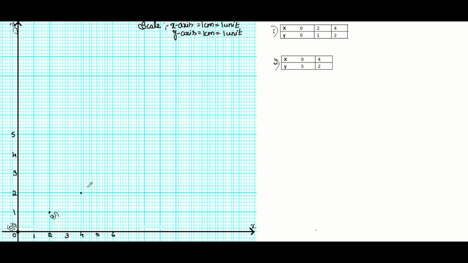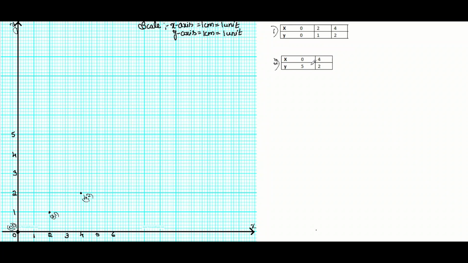So here in your graph sheet you have to take exactly 1 centimeter distance. There might be some difference in the lines here, so take exact 1 centimeter. For 4 I have taken 2. So this is the point 4, 2. So the first line is finished.